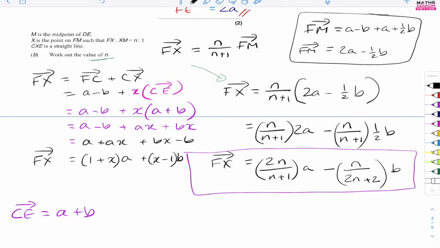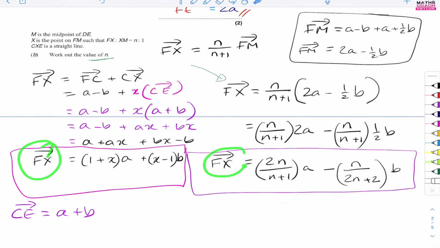Now comes comparison. If you compare both of your f of x, let's put a border around this one as well. This is one version and this is the other version. Both of them have an a right there and they have a b right there. They are both equal to each other because they are the same f of x, right?